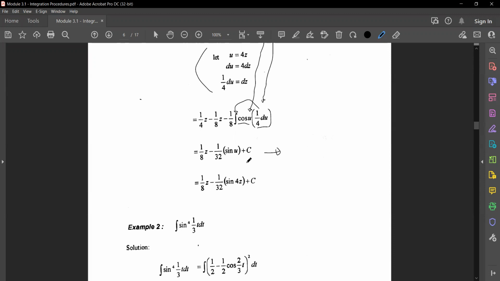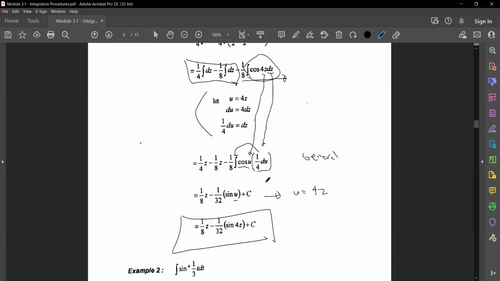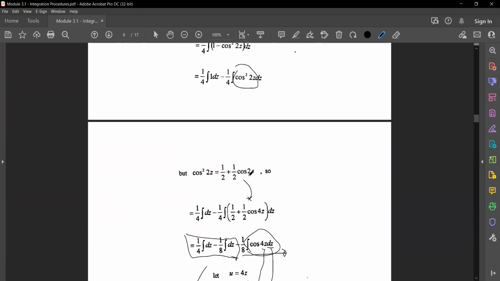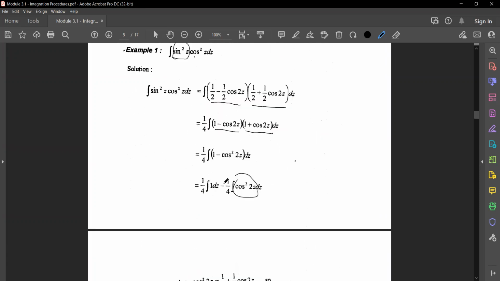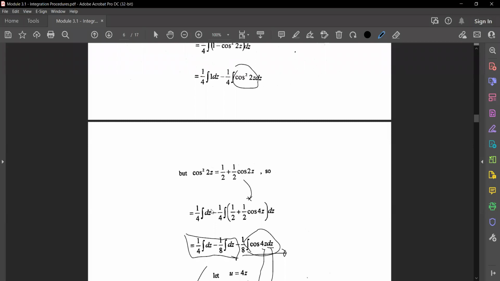Then we substitute back. So we are done with the use of the general formula for integration. And then we substitute back the value of u, where u is equal to 4z. So your final answer would be 1/8z minus 1/32 sine 4z plus c. Okay, so this is our answer. You can also use the general formula, but I think it is very long. So instead we have this alternative. Case by case, okay.